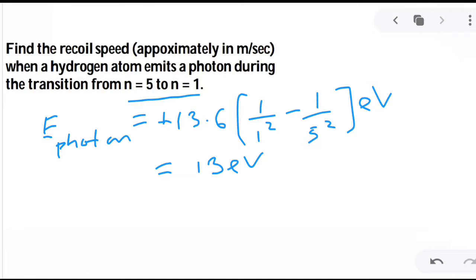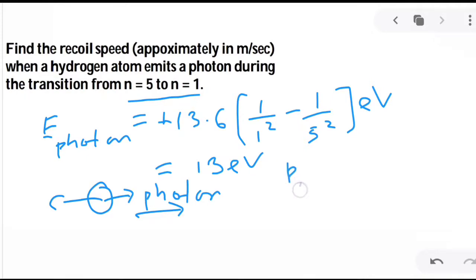Now here we have to find the recoil speed. There is no external force. So the hydrogen atom emits a photon and recoils in the backward direction, while the photon goes in the forward direction. So we can apply the principle of conservation of momentum. That means the momentum of the photon will be equal to the momentum of the hydrogen atom, isn't it?